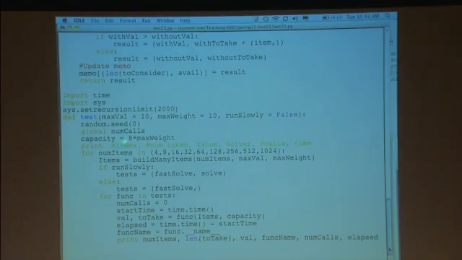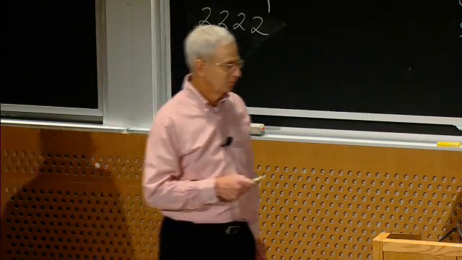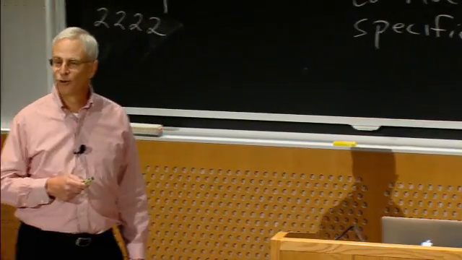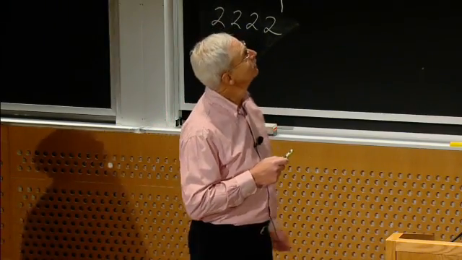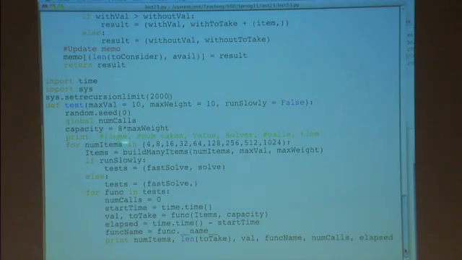I'll have this global variable num calls. I'm arbitrarily setting the capacity to 8 times the maximum weight. So I'm saying the maximum value of an item is 10. The maximum weight is 10. This just says run slowly is false, as in don't run the slow version, run only the fast version. We'll come back to that. I set the capacity of the knapsack to 8 times the max weight.